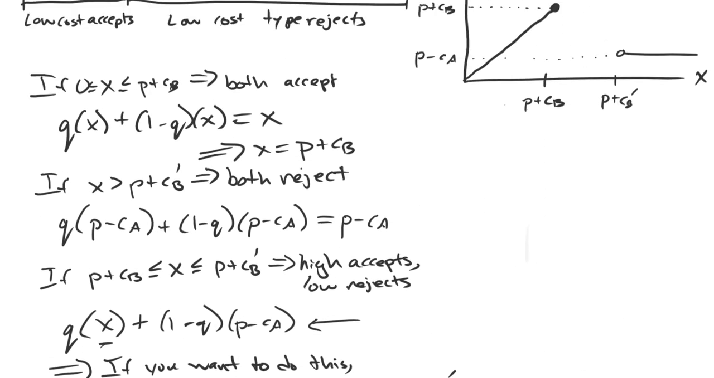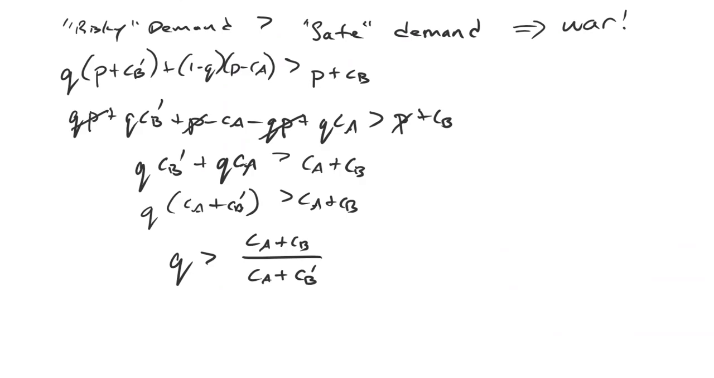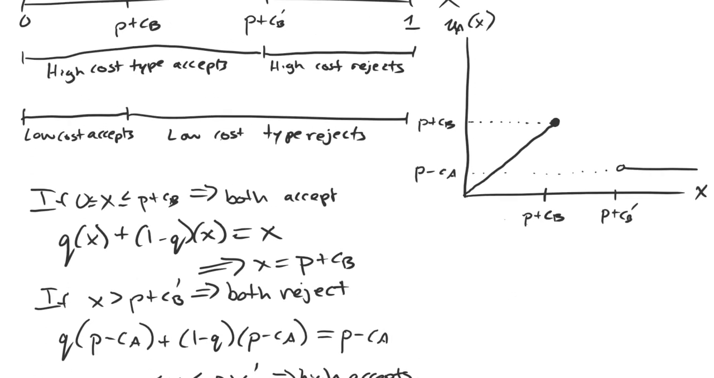So what's going on here to finish this graph is that whether Q is greater than or less than this quantity here, this critical cut point, one of two things is going to happen. So it could be the case that we have a relatively high probability that B is the high cost type. And so when we draw the utility that ranges between P plus CB and P plus CB prime, that utility ends up peaking above the utility for making the demand P plus CB, in which case your optimal demand, if you're A, this is just your utility function. What you're choosing when you choose your value X is whatever the X is that delivers the highest payoff possible. Well, it's going to be that one. That's what happens when Q is larger than that cut point, Q greater than CA plus CB over CA plus CB prime.